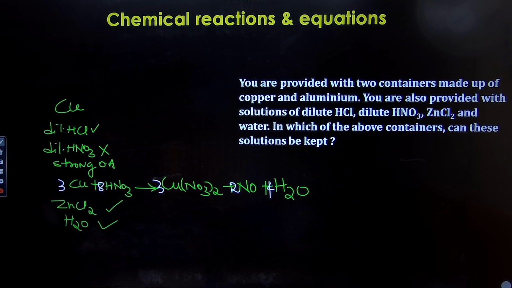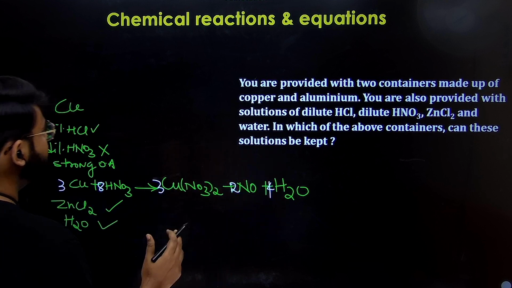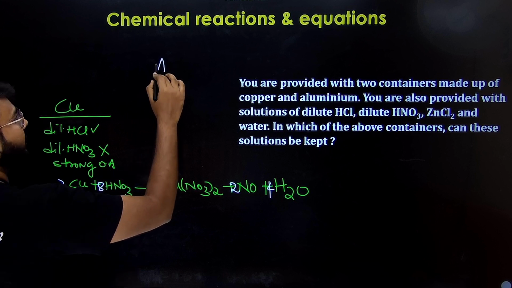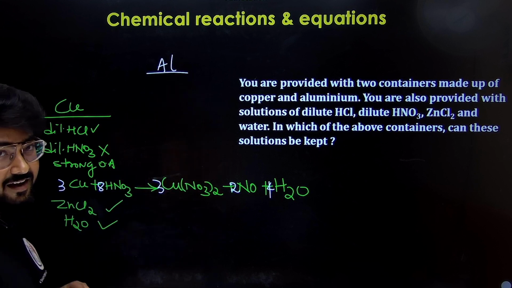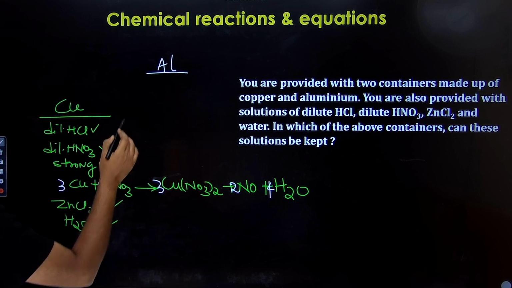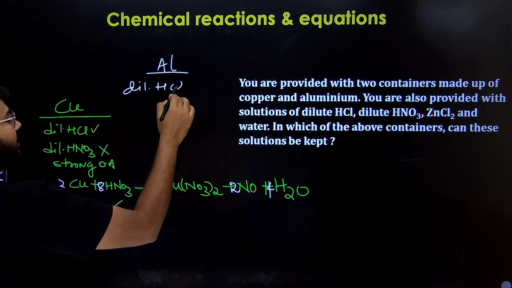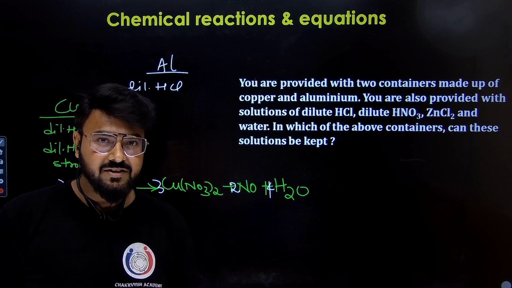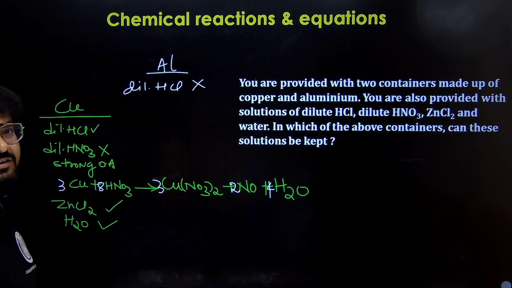Now let's have a discussion about the aluminium. When we talk about aluminium, guys, we know aluminium has a very high reactivity. So the first thing is when we see dilute HCl, it will definitely react and form AlCl3 and it will displace the hydrogen gas. So we can't keep the dilute HCl.